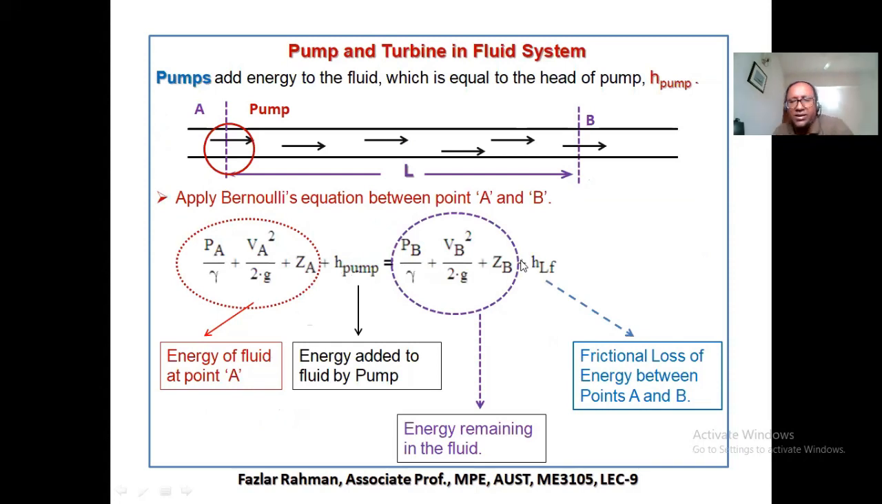This one we already discussed. There is a pump over here. Fluid is leaving. Then what will be the energy of the fluid right after the point B? So this much energy of the fluid at point A, and pump energy added to the fluid, H pump. With these two energies, fluid is heading toward point B, but on the way there will be frictional loss. This much energy is remaining in the fluid. Just refresh your mind again.